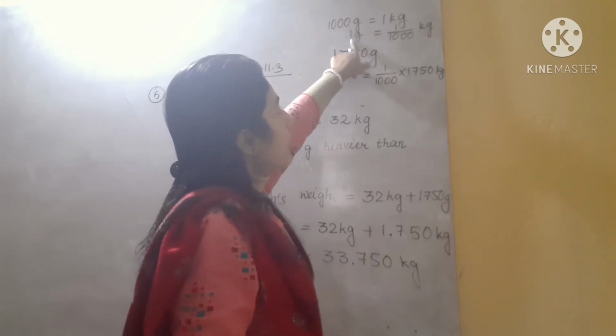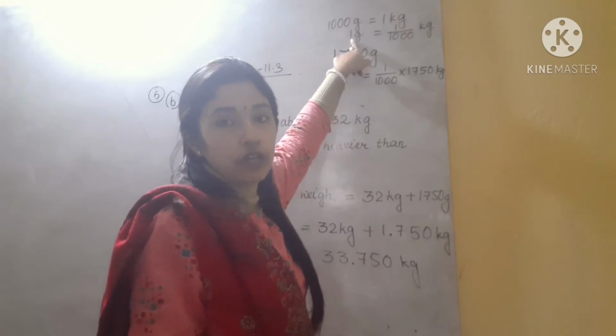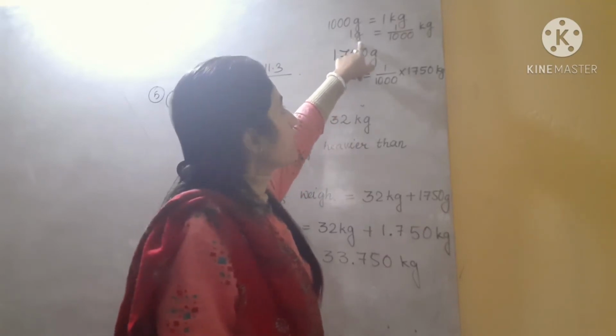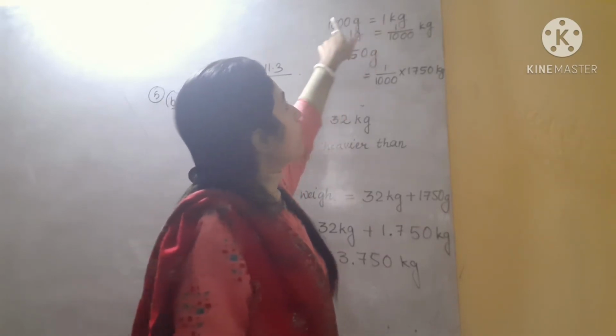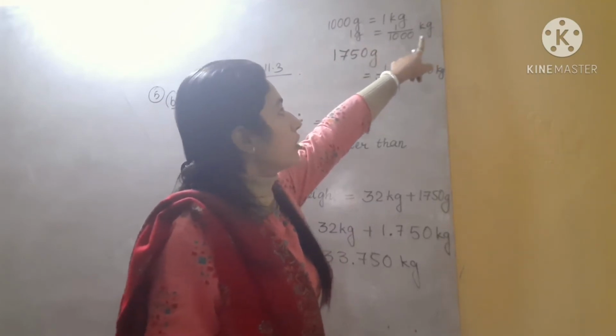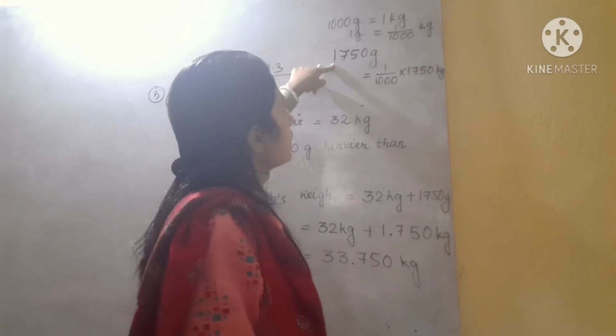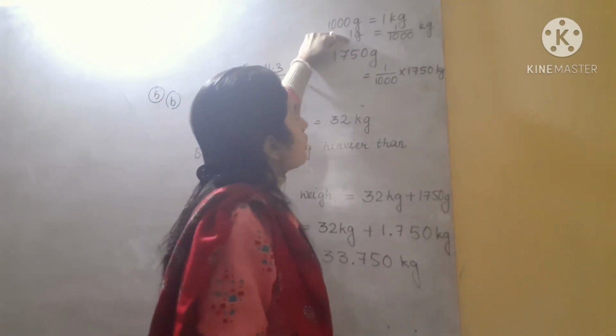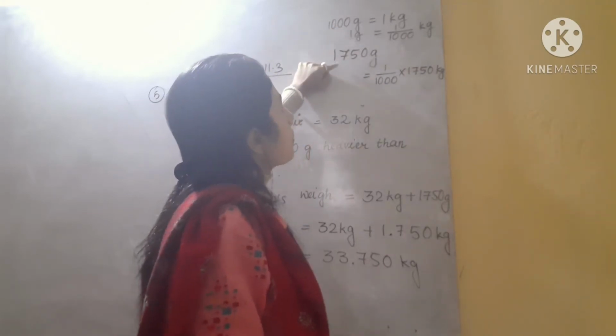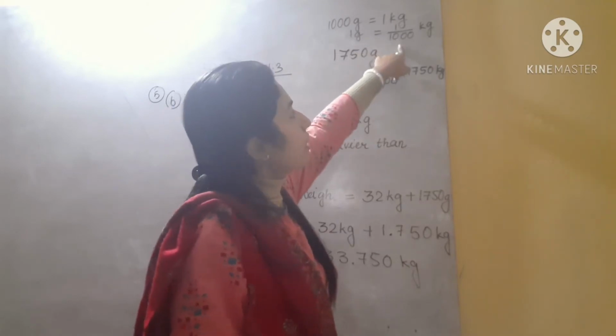So again we are applying here the unitary method. For 1 we are finding. So 1 gram is equal to what? 1 divided by what? 1000. Okay, so this is 1 by 1000 kg. So now we have to find for many. If it is given for 1, we can easily find for many by multiplying that number into 1 by 1000.